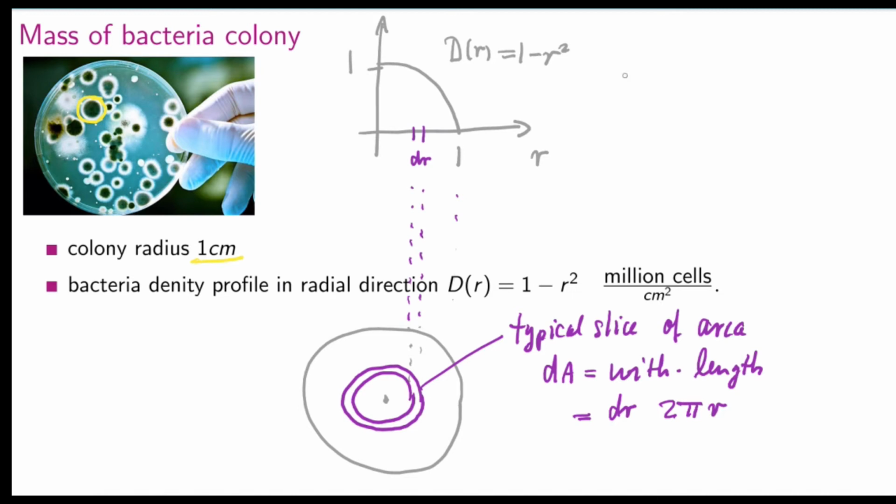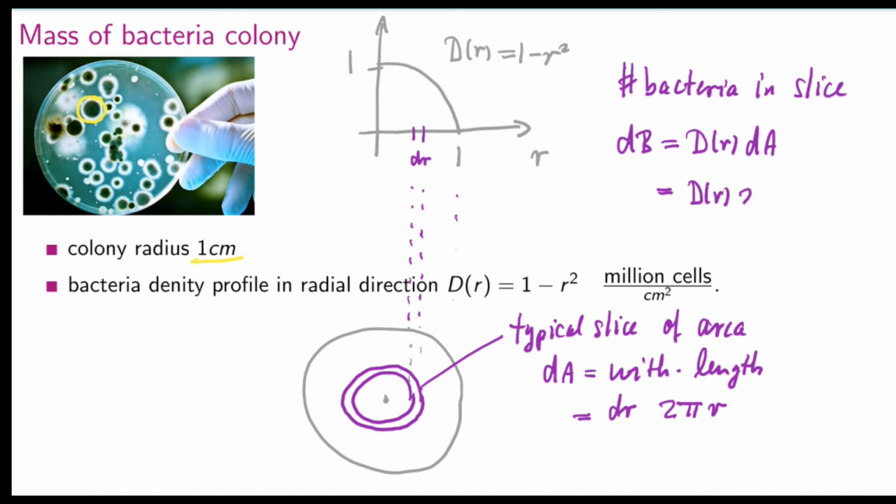And now we can go up here and say that the number of bacteria in a slice, and this I call dB, this would be then the density d of r times the area, or this is the density at r times 2 pi r dr from down here. And then we can even sub in the density formula, 1 minus r square, 2 pi r dr. Okay, so this needed a little bit of mental gymnastics to understand that this is actually a ring in the entire colony.